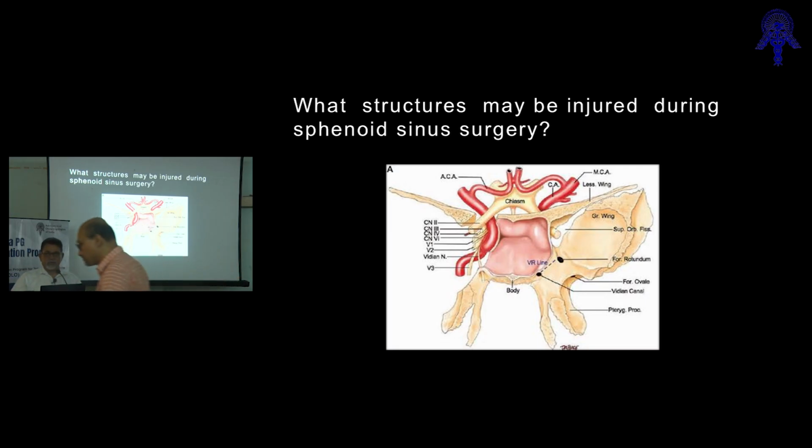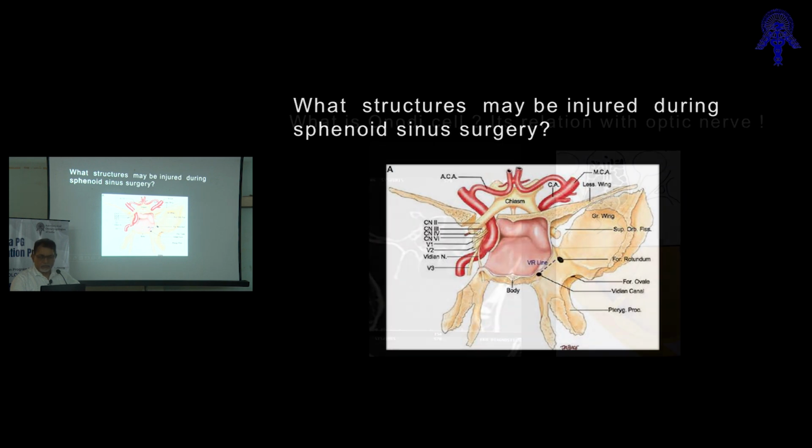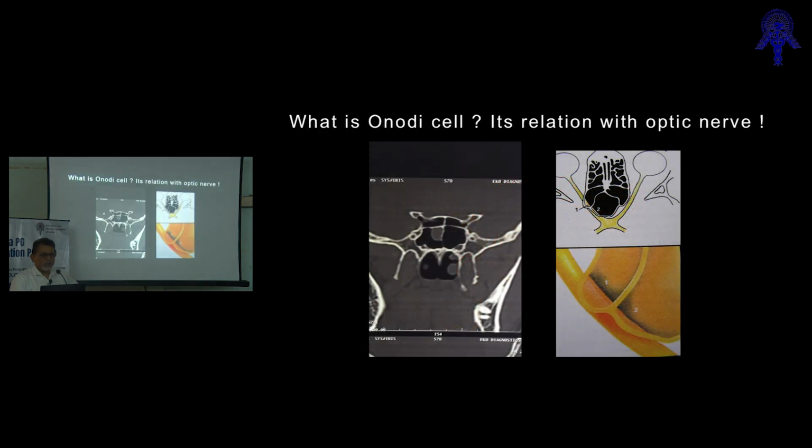The main injuries will be, the optic nerve injury will be present, sir. Close to the sphenoid sinus there is the optic nerve and carotid artery, the internal carotid artery, and there is also the sella turcica which may be involved. So primarily it's the optic nerve and the carotid artery. Now, what is Onodi cell?